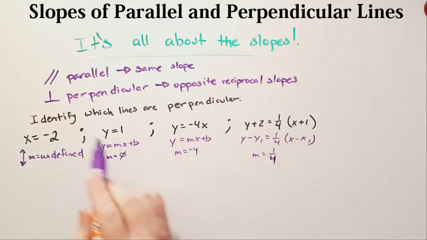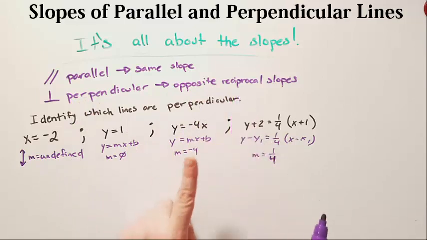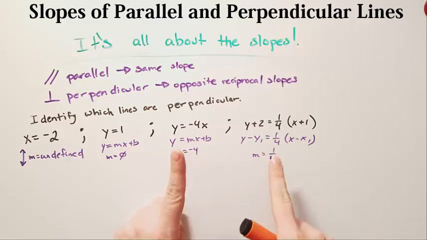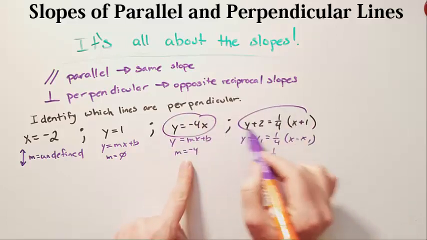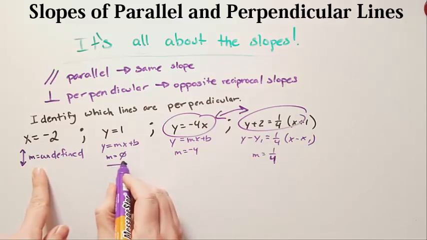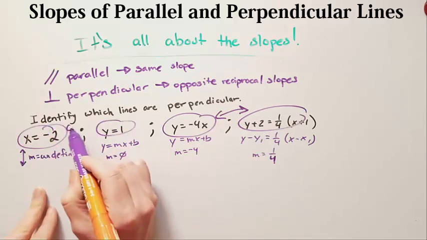So to be perpendicular, I need opposites, and they need to be reciprocals. So this is a -4, this is a positive, and flip the 4, you get 1/4. So these two are perpendicular to one another. And then if you're a straight up and down line, the only way to be perpendicular is if you had a slope of 0. So these two are also perpendicular to one another.